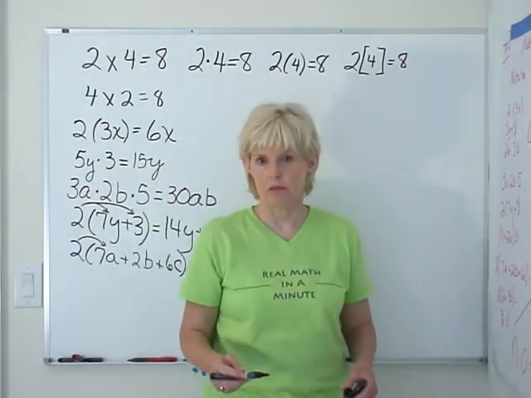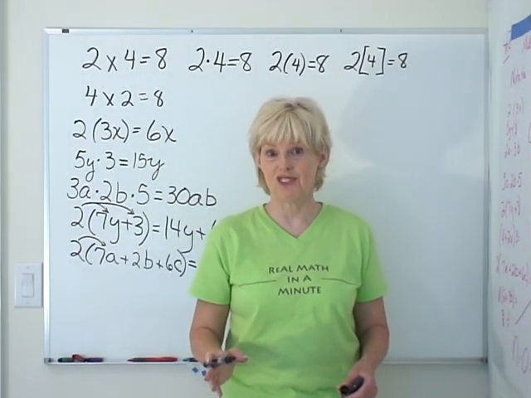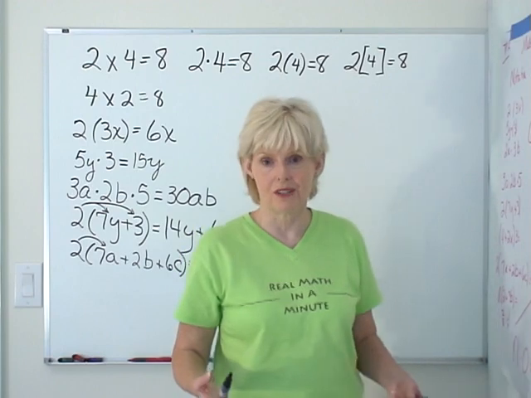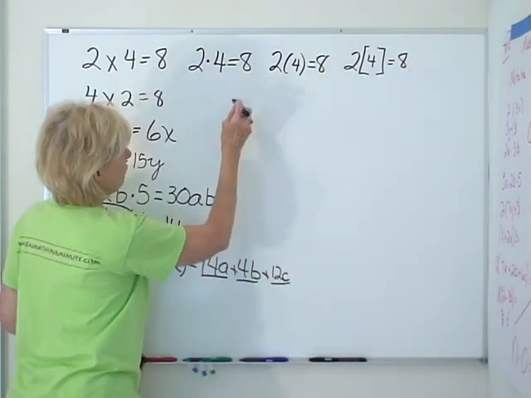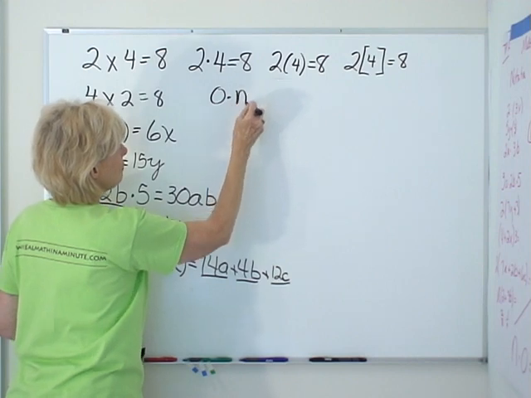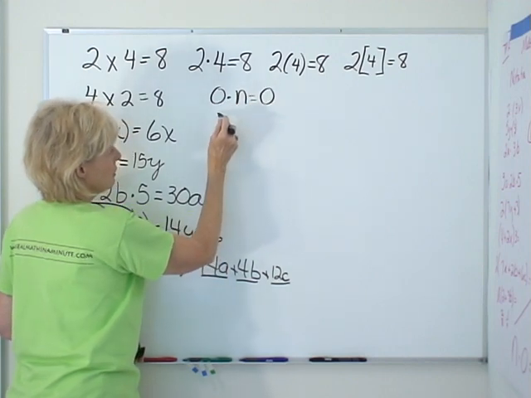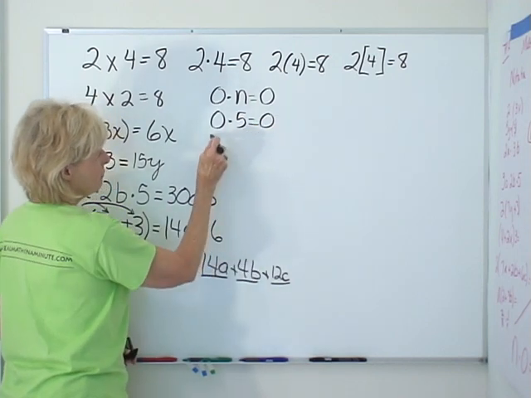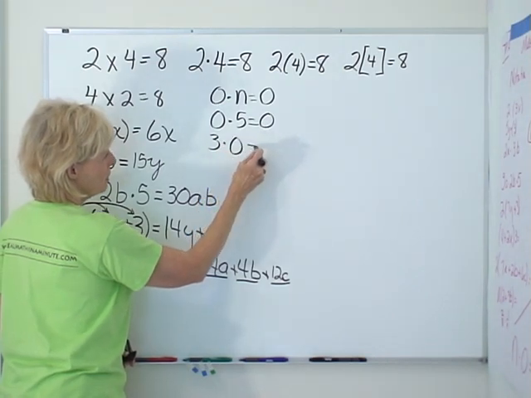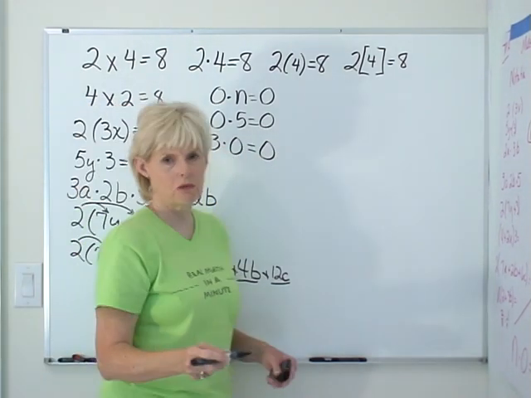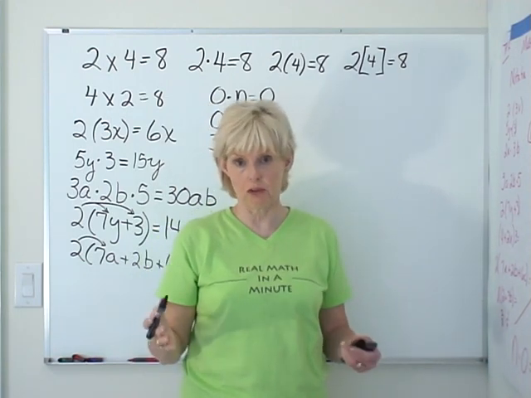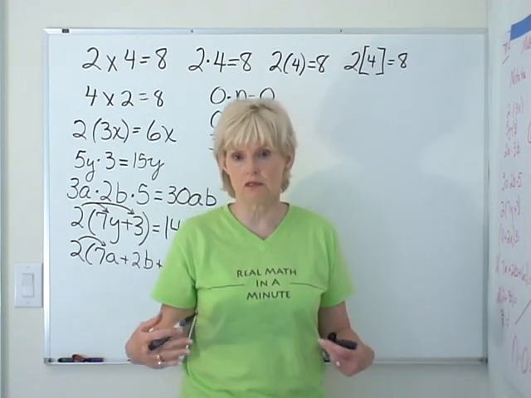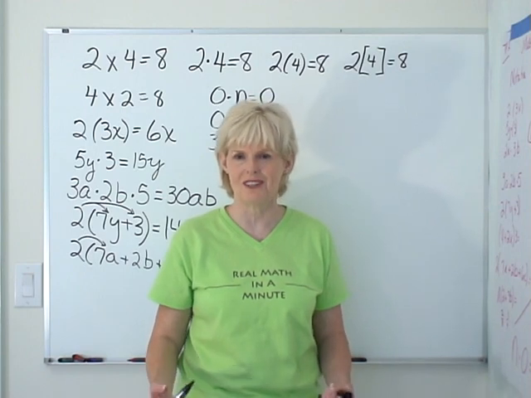One interesting thing that we want to make sure we look at is what happens if we multiply by 0, because that happens a lot. So anytime we multiply by 0, we just get 0. So let's just see how that looks. If I have 0 times n, I would get 0. If I had 0 times 5, I would get 0. If I had 3 times 0, I would get 0. So remember that no matter what it is that you multiply by 0, I don't care how big or complicated, the answer is still 0. Anything times 0 is 0.